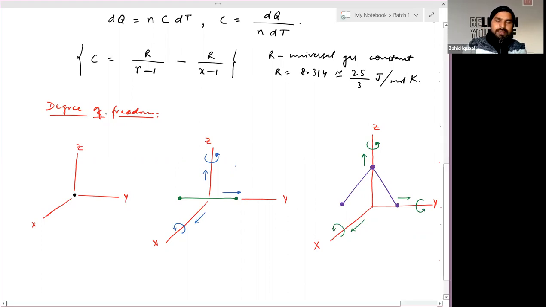So we can say degree of freedom is all different ways or coordinates in which a gaseous particle or molecule may contain energy is called degree of freedom.